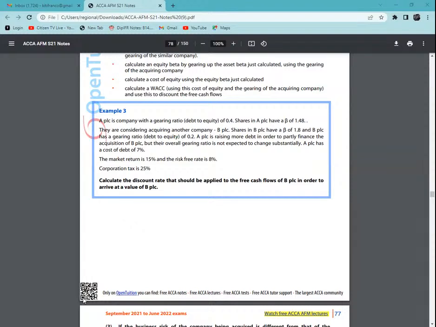In this one, we are told the APLC company has a gearing, debt to equity, of 0.4. Shares in APLC have a beta of 1.48. They are considering acquiring another company, going into a new business. The beta which becomes relevant is the beta of the new business, called B Limited, which has a beta of 1.8. So the 1.48 beta of A becomes irrelevant. The one we shall use is the 1.8 of B company.